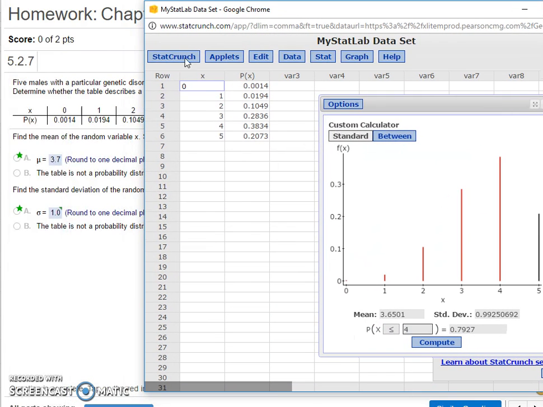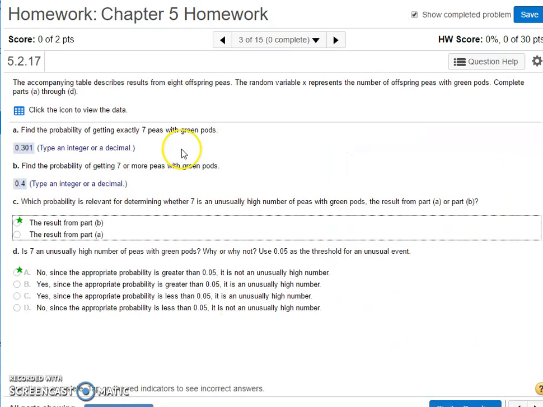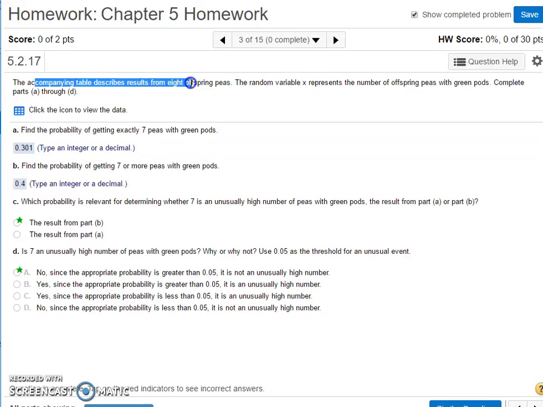3.6501. They wanted it rounded to 1 decimal. So to the right of that 6, there's going to be a 5, so that 6 becomes a 7, 3.7. Standard deviation rounded to 1 decimal place. So the first decimal is a 9, but to the right of it is a 9, so that's going to become 1.0. So the next question here, the accompanying table describes the results from 8 offspring peas.